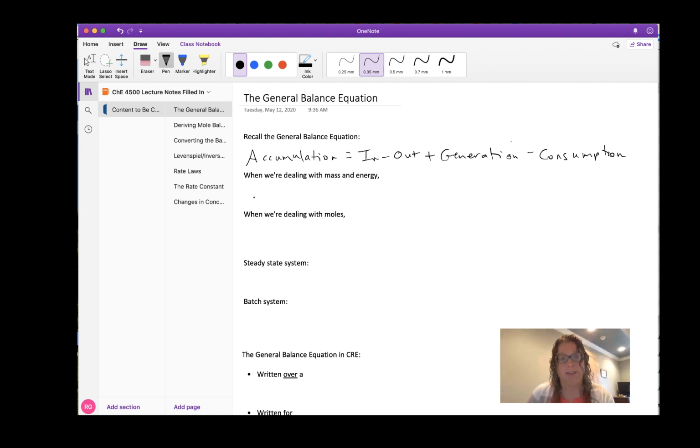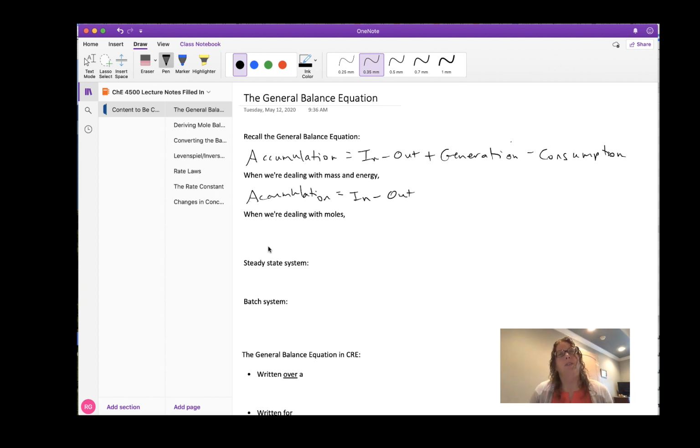Now there are some special cases. Two such cases are when we deal with mass and energy. There's something about mass and energy: they can't be created or destroyed. What that means is they can't be generated or consumed. So when we look at mass, and when I say mass, I mean mass like kilograms or pounds, and energy, the balance equation turns into this: accumulation is equal to the flow in minus the flow out.